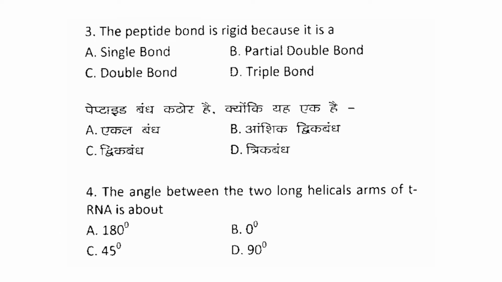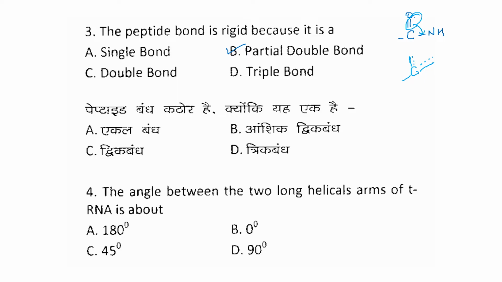So the next question is, the peptide bond is rigid because it is a partial double bond. We all know the peptide bond is CONH. The double bond present over here, this pair actually resonates. So the structure of the double bond is actually like this, and this is why it restricts the movement of the atoms around these bonds. So the nature of the peptide bond is partial double bond.